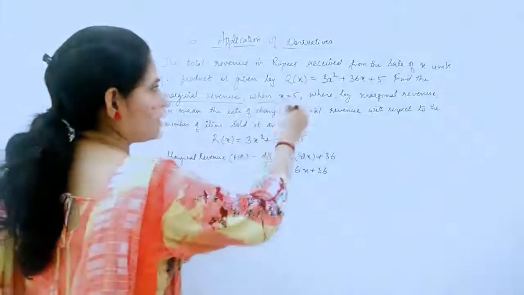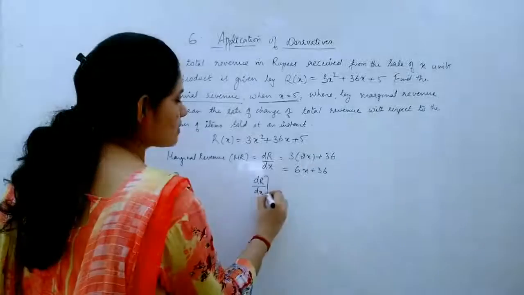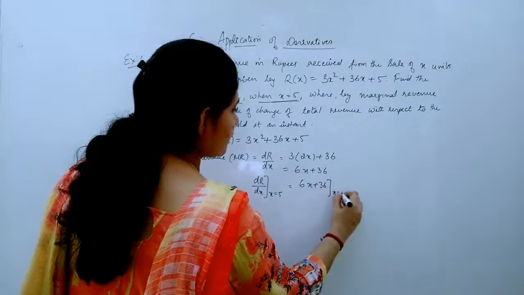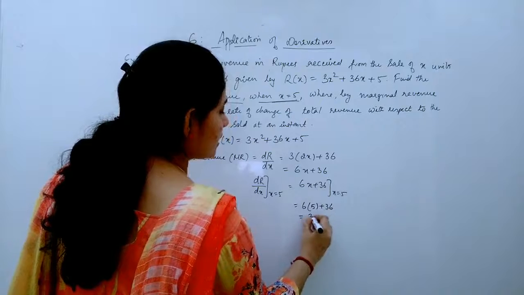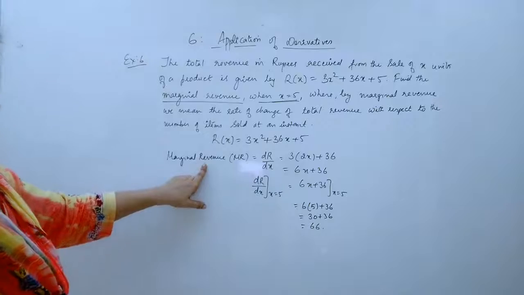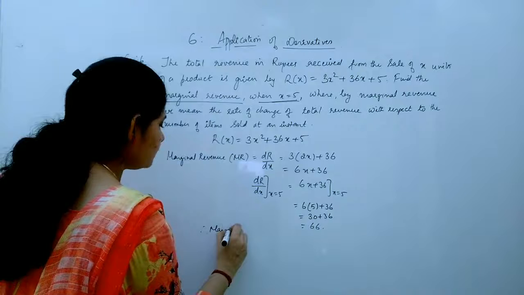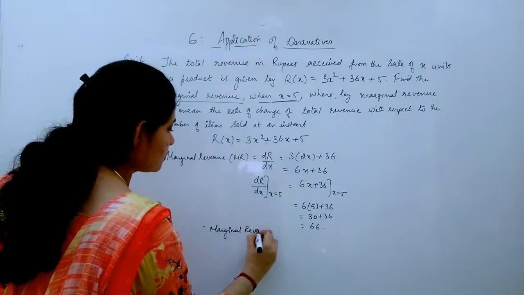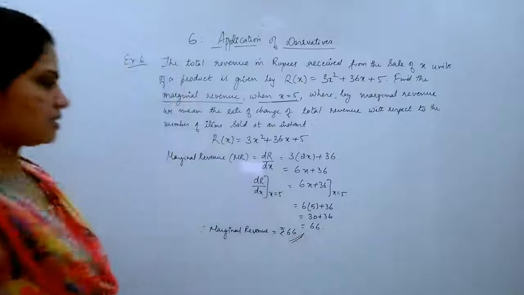Now again they are saying that when x equals 5, what will be the marginal revenue? So dr by dx when x is equal to 5 will be 6x plus 36 when x equals 5, which is equal to, replacing the value of x with 5, 30 plus 36, which is equal to 66. Again, revenue means it is in rupees, so the unit will be like this: marginal revenue is equal to rupees 66. Okay.